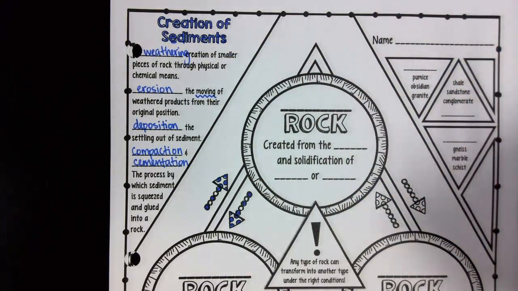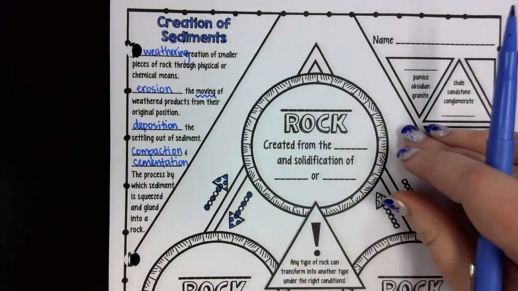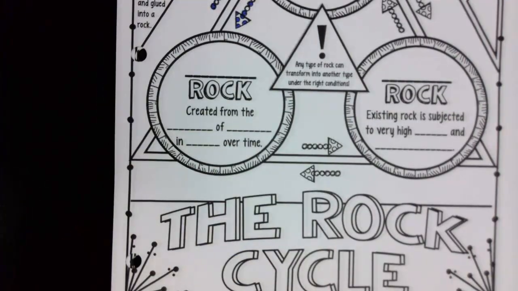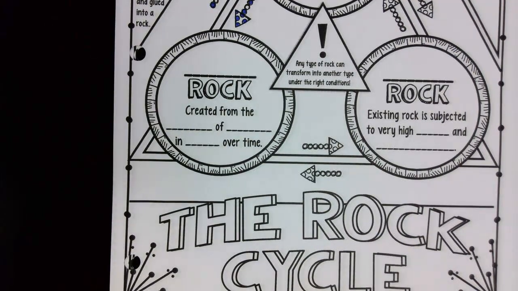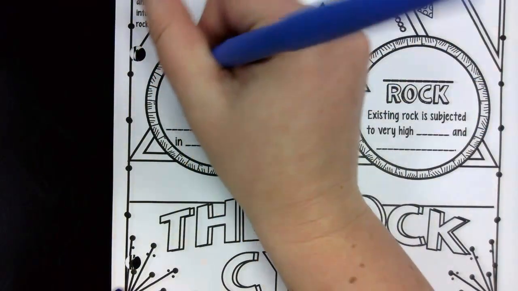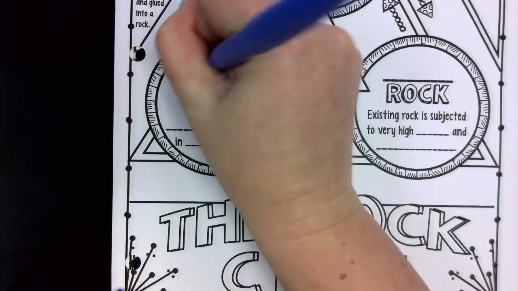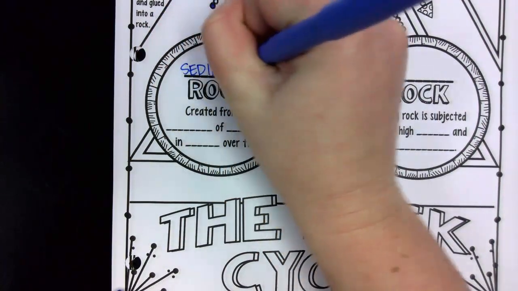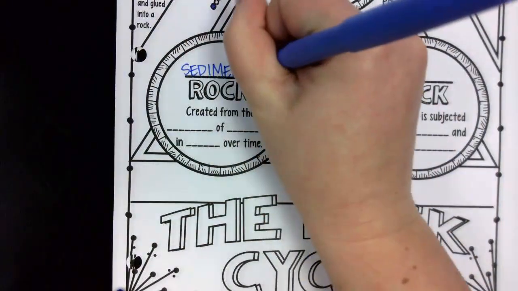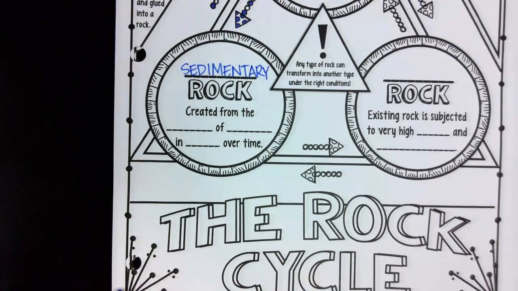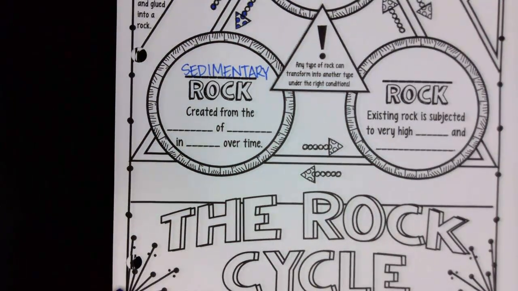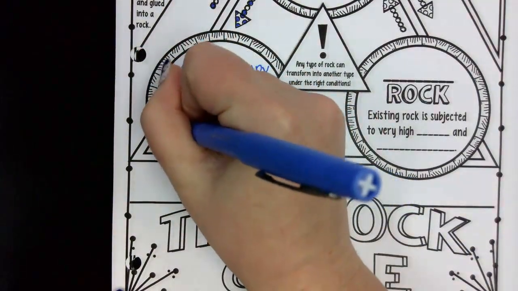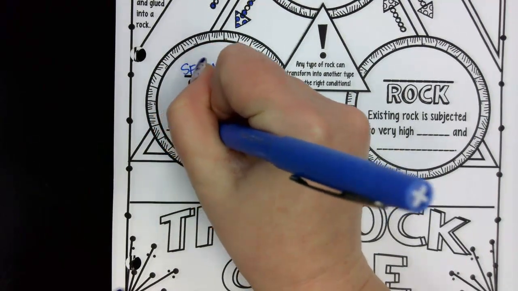It looks horrible. So, since we're already talking about sediments and sedimentary rock, we're just going to pop down to the bottom left of our triangle. So it says blank rock created from the blank of blank in blank over time. So this first one is our sedimentary rock. So we have sediment, sedimentary. Sedimentary rock is created from the deposition of sediments in layers over time.